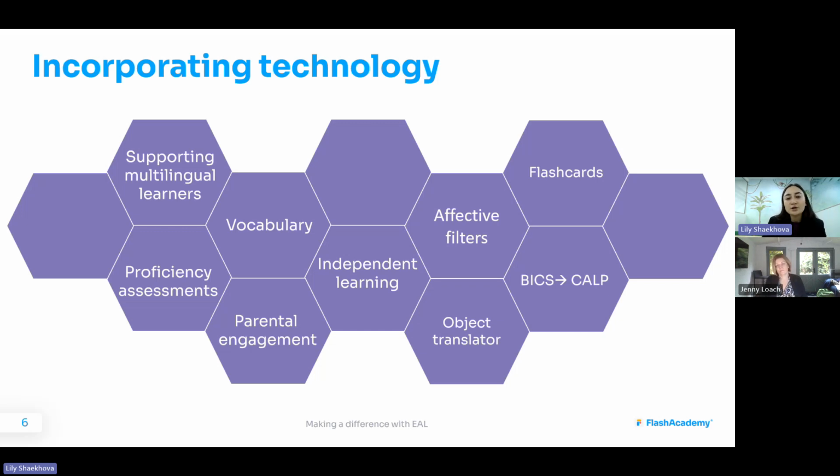When we talk about technology, we can definitely say that it allows us to create individualized learning experiences, and each student can work at their own pace using resources tailored to their needs. And we know that for multilingual students, this is so important. So time plays a crucial role in this.